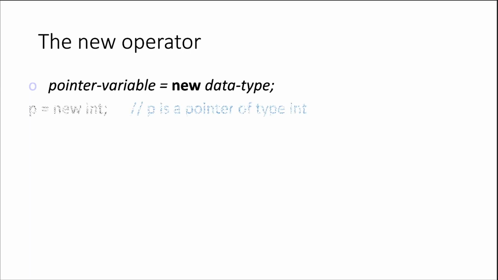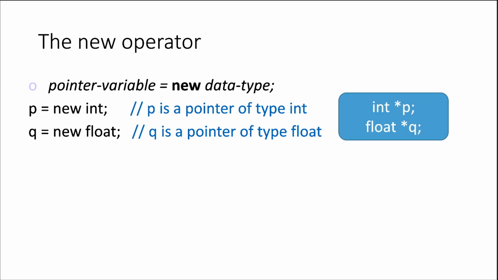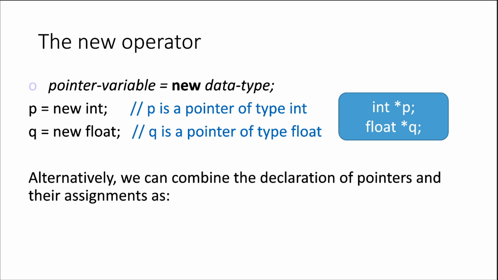So let us see the examples. One example we saw over there. So many more examples are here. So p equal to new int, q equal to new float. So what are P and Q? P and Q are supposed to be declared in this way, right? Int star P and float star Q. So this is about integer and floating, that is the basic data types.